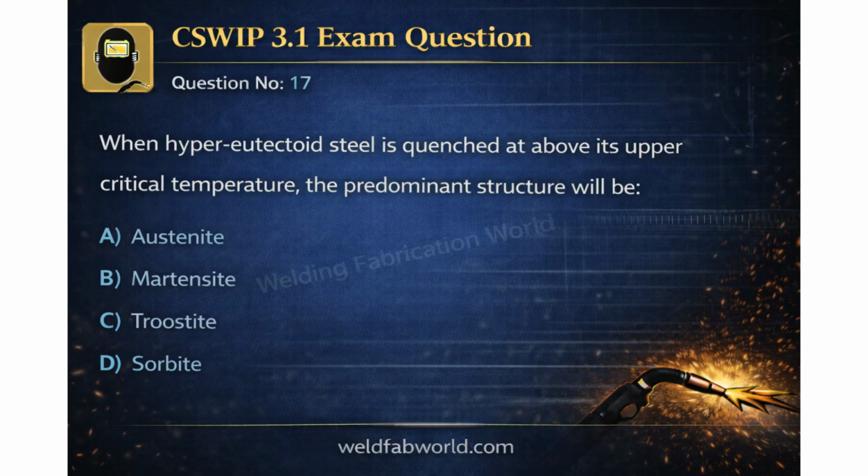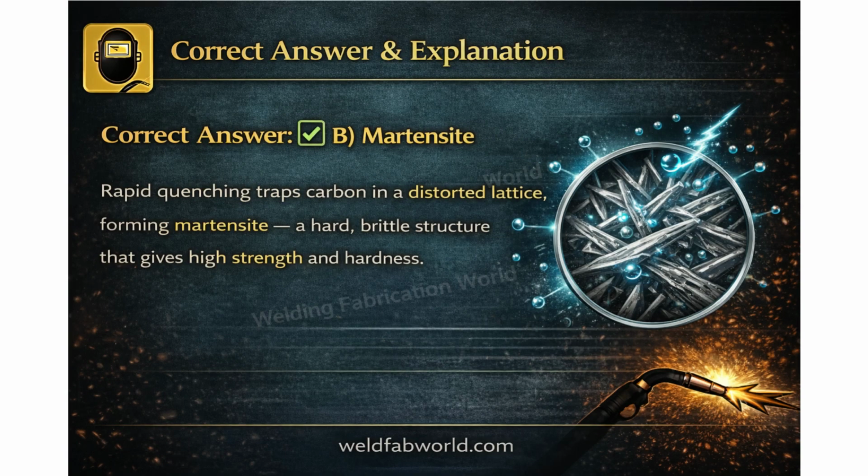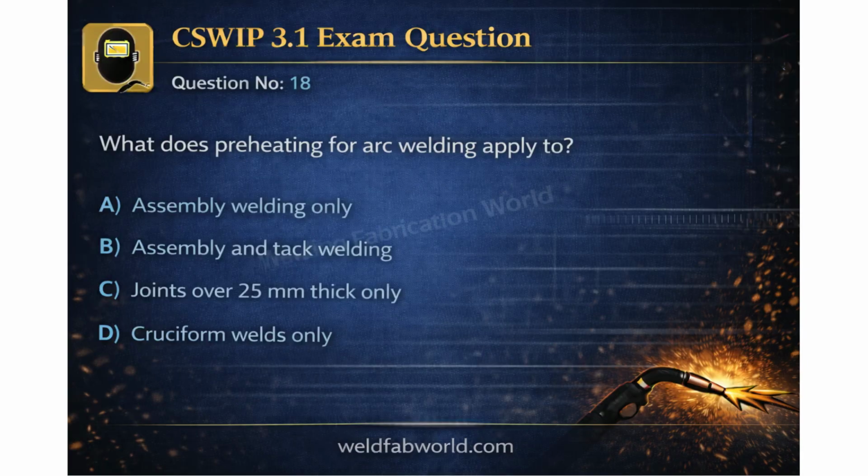Question 17. When hypereutectoid steel is quenched from above its upper critical temperature, the predominant structure will be? Options: A, austenite, B, martensite, C, troostite, D, sorbite. Answer: B. Martensite. Explanation: Rapid quenching traps carbon in a distorted lattice, forming martensite, a hard, brittle structure that gives high strength and hardness.